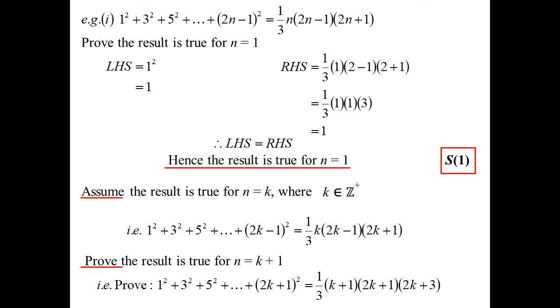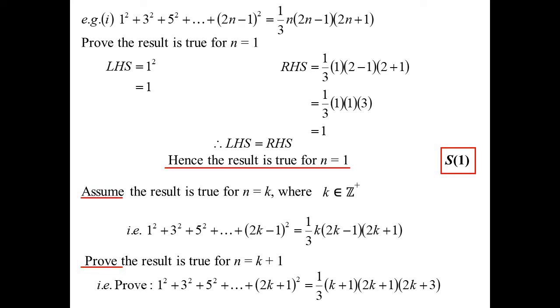So for k plus 1, the last term there would now be 2k plus 1 all squared. And on the right-hand side, it would now become 1/3 k plus 1, 2k plus 1, 2k plus 3. So again, to highlight the lazy bits people leave out. The first thing you write down is what we're trying to prove. It's amazing how often that's left off.